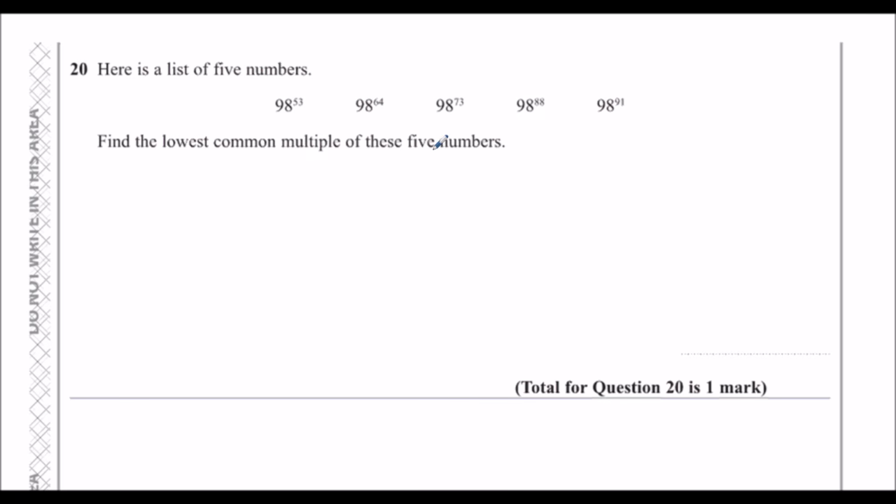So the lowest common multiple will be 98 to the power of 91, which is 1 times 98 to the power of 91. And you need to multiply 98 to the power of 88 by 98 to the power of 3. You can get to 98 to the power of 91 by multiplying each of these by 98, and 98 to the power of 91 times 1. So it's in all their times tables, so that's the answer.